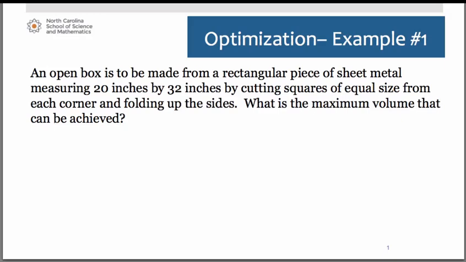Hello everyone, we're going to take a look at a very typical first example in optimization in calculus. Here we have an open box that is to be made from a rectangular piece of sheet metal that measures 20 inches by 32 inches by cutting squares of equal size from each corner and folding up the sides. We are asked to determine the maximum volume that can be achieved.